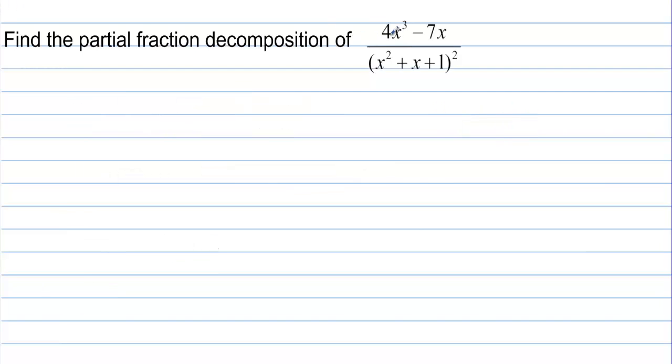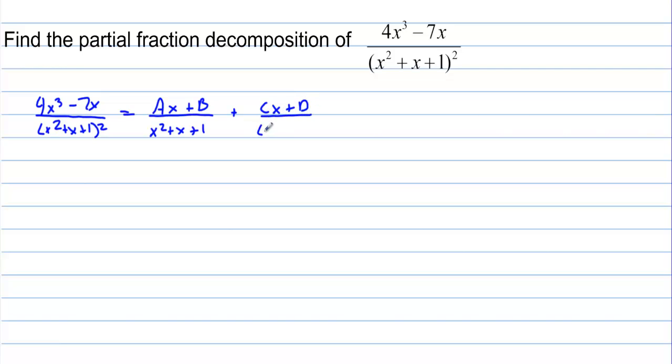Find the partial fraction decomposition of this rational expression. Well, we have 4x to the third minus 7x over x squared plus x plus 1 squared is equal to ax plus b over x squared plus x plus 1, and then plus cx plus d over x squared plus x plus 1 squared. Well, this denominator needs an x squared plus x plus 1. This one already has the common denominator.